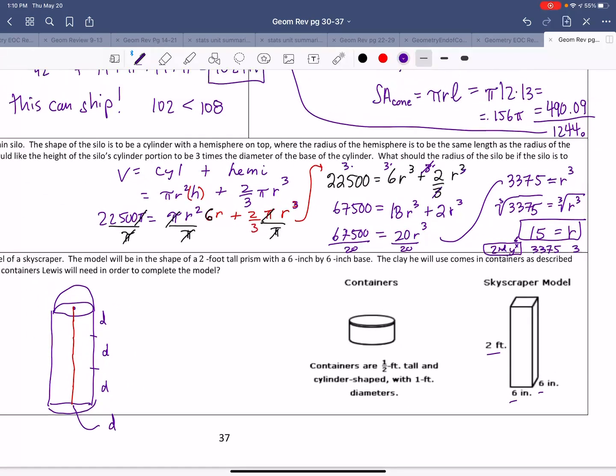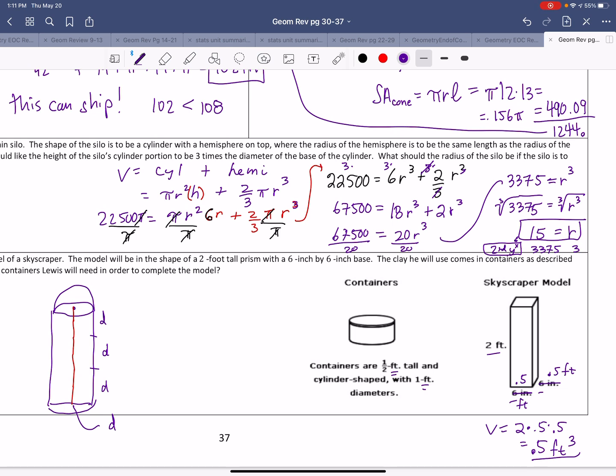Okay, so we need to find the volume of each. And these are in feet. So I want everything in feet. So I'm going to change this to 0.5 feet. And 6 inches is 0.5 feet, right? So I want to find the volume, base times width times height. So 2 times 0.5 times 0.5. We get 0.5 feet cubed. Okay, so that's what our skyscraper needs to be.